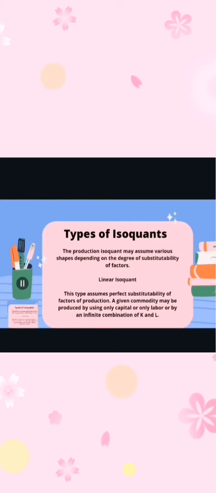Types of isoquants. The production isoquants may assume various shapes depending on the degree of substitutability of factors. Linear isoquant. This type assumes perfect substitutability of factors of production. A given commodity may be produced by using only capital or only labor, or by an infinite combination of K and L. A linear isoquant implies that either factor can be used in proportion.